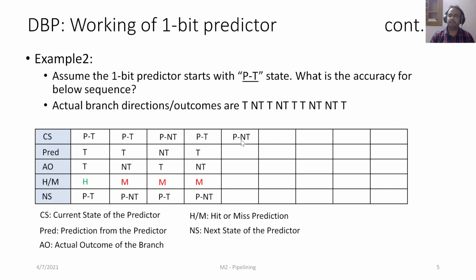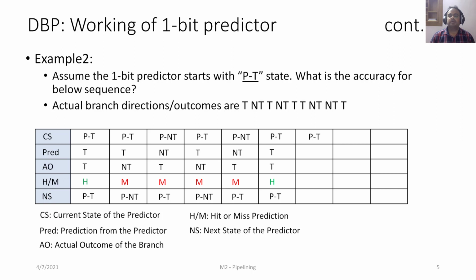The fifth time we'll predict not taken, but the actual outcome is taken. Again, it's a misprediction, and we will switch to PT. The sixth time we'll predict taken, and we find that the actual branch outcome is also taken. So it is a hit prediction. We will not change our state. We continue to be in PT.